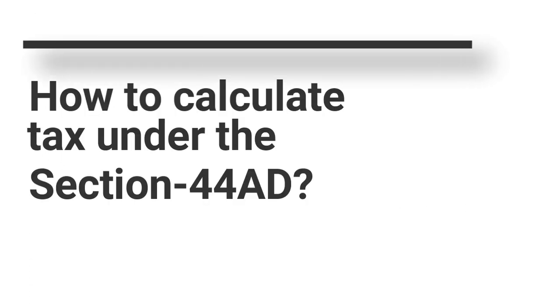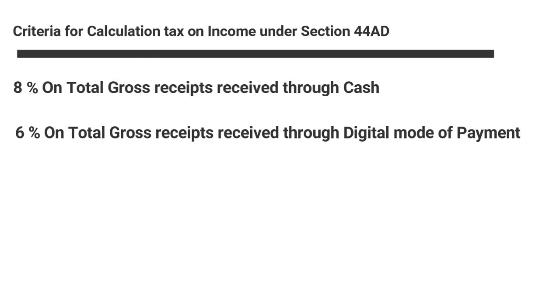I am sure you might have one question: how to calculate the tax on income under the scheme? The government has clearly mentioned the criteria under Section 44AD. There are two criteria: 8% on cash transactions and 6% on digital mode of transactions. I know it's very technical, but no need to worry about that. Let us understand this calculation through an example.